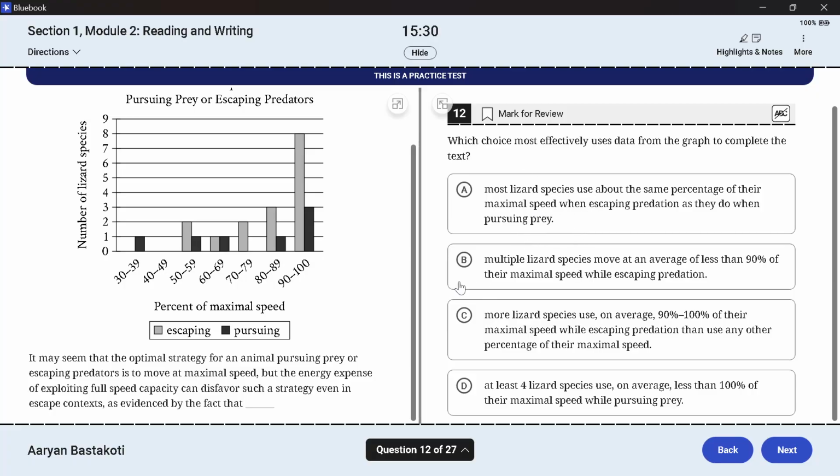when escaping. Not really. Most lizard species move at an average of less than 90% of their maximal speed while escaping predation. This is the right answer. More lizard species use on average 90 to 100% of their maximal speed while escaping predation than any other percentage. At least 4 lizard species on average use less than 100%. Not really.